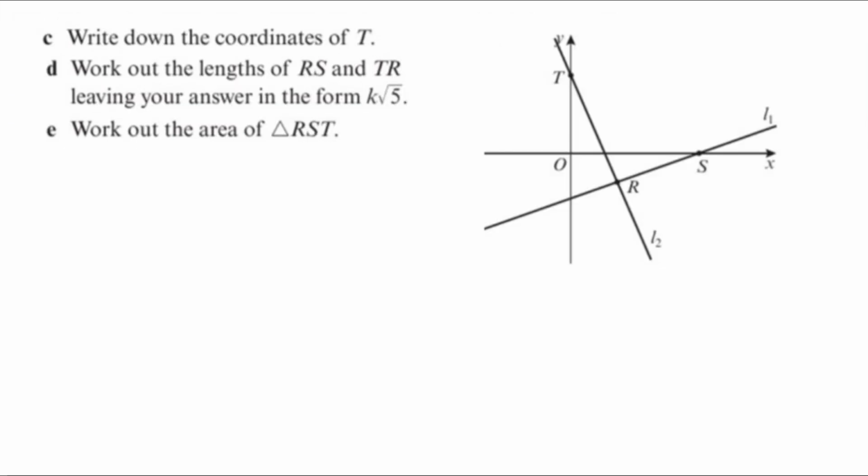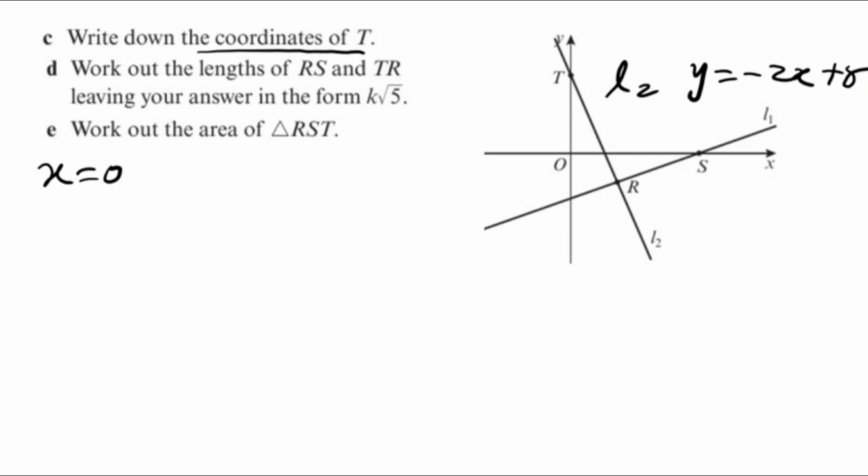Now move to part C. Write down the coordinate of point T. Now we know point T is on line L2. So we already found the equation of line L2 is y = -2x + 8. To find the coordinate, because we can see that T is a y-intercept, we have to substitute x = 0 in this equation. So that will give you y = 8. So the coordinate for point T we can write as (0, 8).